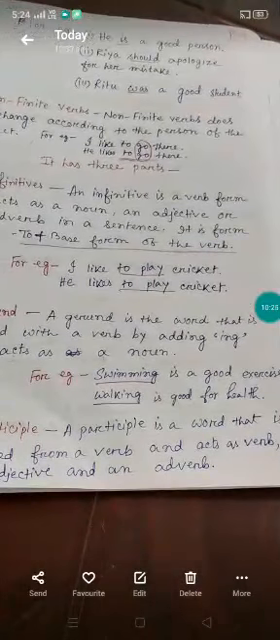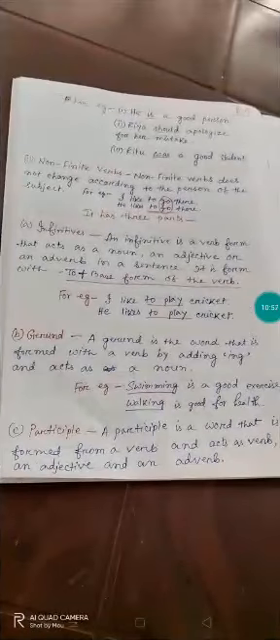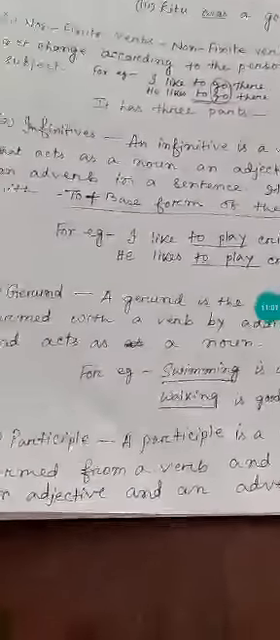Here we all know that swim is the word, that is a verb, and with it I have added ing. So now it is acting like a noun. In the second sentence, walk is the verb, but with it I have added ing. So now it is acting as a noun. Swimming is a good exercise. Here swimming is acting as the noun. Walking is good for health. Walking is acting as the noun of the sentence. So gerund is the word that is formed with a verb by adding ing and acts as a noun.